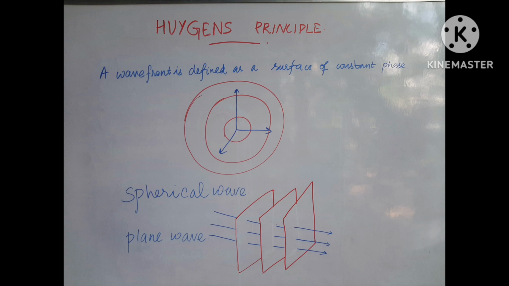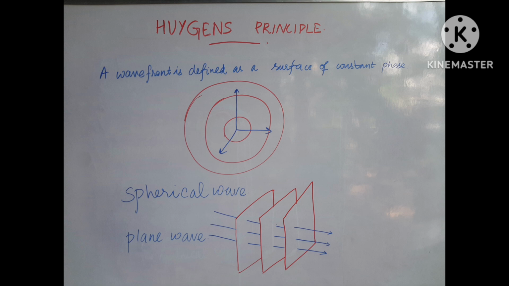When we consider this in a three-dimensional way, we will get an idea of a point source that is emitting waves uniformly in all directions. Then the locus of points which have the same amplitude and vibrate in the same phase are spheres. Then this sphere is known as the spherical wave.